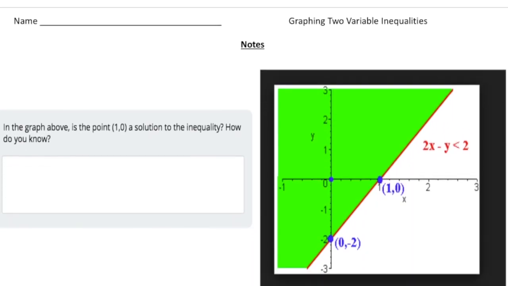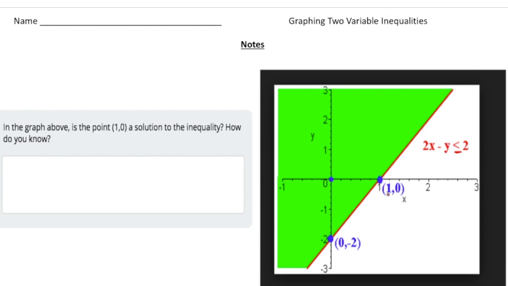Let's take a look at this one. Here we have the function 2x minus y is less than 2. The question is, is (1, 0) a solution to the inequality? How do you know? Well, this time we have a solid line. Actually, this should be less than or equal to. Please add that line. The reason why it's a solid line is it's less than or equal to.